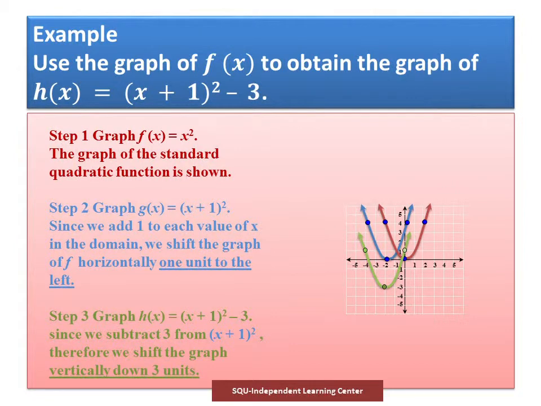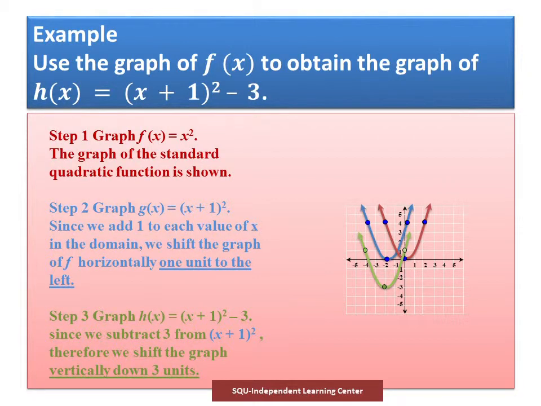So since 1 is added to each value of x in the domain, we will shift the parabola x squared in which direction? Yes, horizontally to the left by 1 unit. Now what's next? We have x plus 1 all squared minus 3. As we see, 3 is positive and we subtract it from x plus 1 all squared.